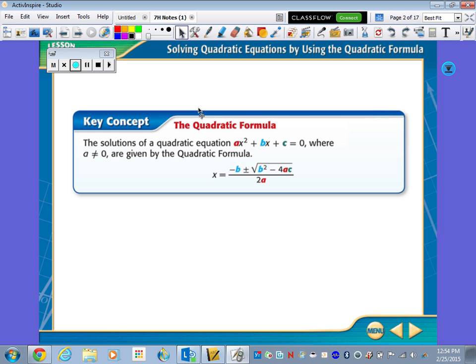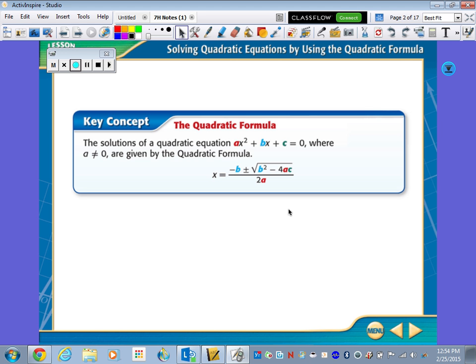Okay, so the first thing you're seeing on your screen is the quadratic formula. If you have a quadratic equation in standard form, meaning ax squared plus bx plus c, then they're identifying the coefficients a, b, and c. If a is not equal to 0, otherwise it's not quadratic, then you can use the quadratic formula to solve that equation.